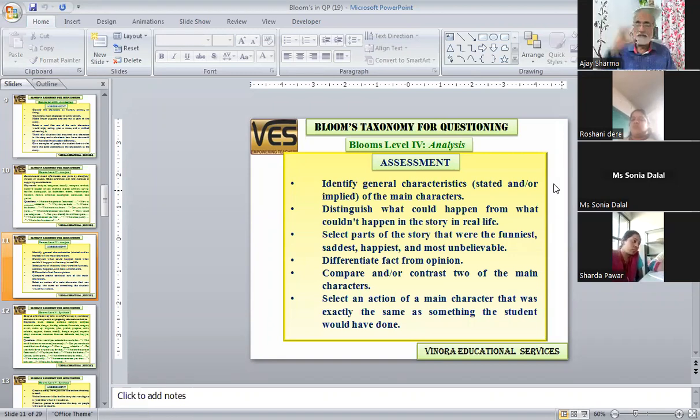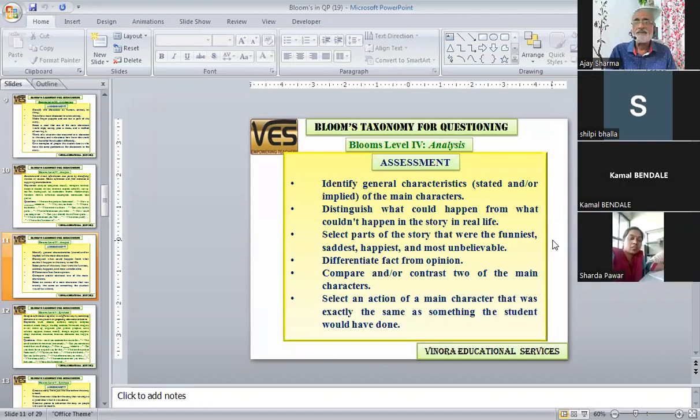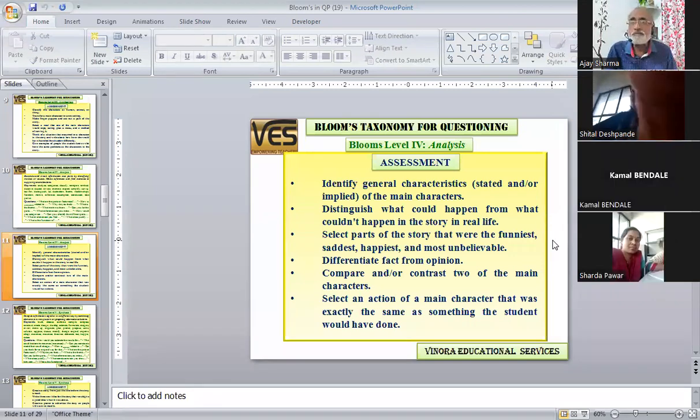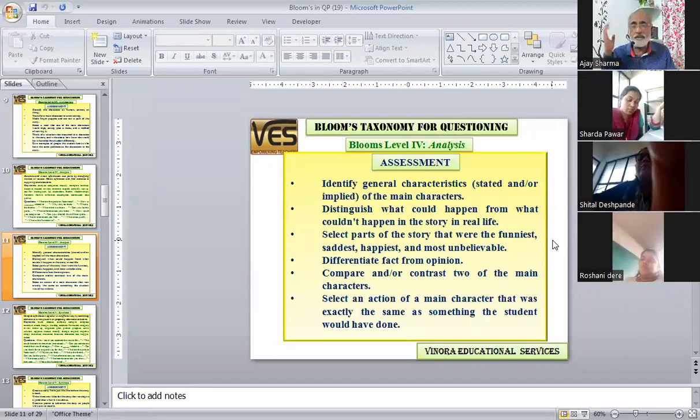The next part is, does anyone remember which is the 5th part of Bloom's taxonomy, level 5? Don't look, Sharda ji, don't look in the copy. Synthesis. Kamal, very good. Kamal Bendle, very good. It should come instantly, if it is going in the mind and through the heart.